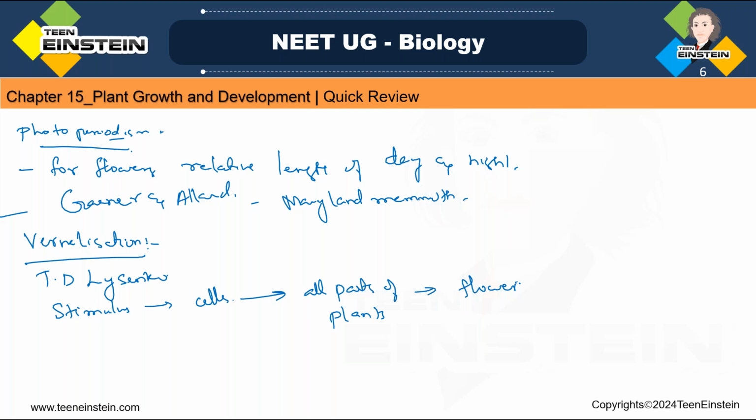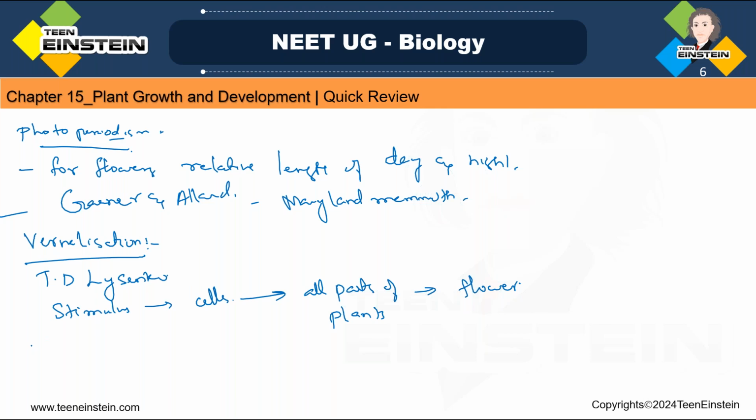How can it be devernalized? By exposing the plant to a temperature of 30 degrees centigrade or above. That's how we can devernalize. So in vernalization, we are shortening the vegetative phase and trying to bring about faster flowering of that plant. How? By cold treatment. So devernalization means exposing that plant to a temperature of 30 degrees or above. That is the devernalization process.